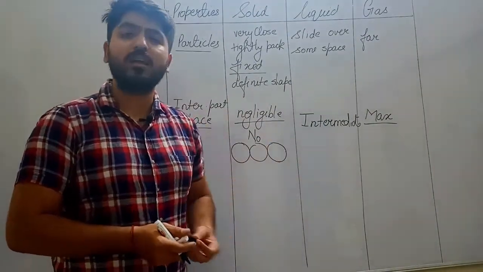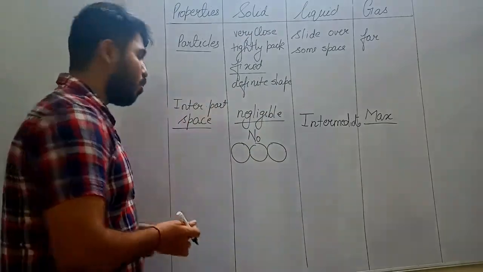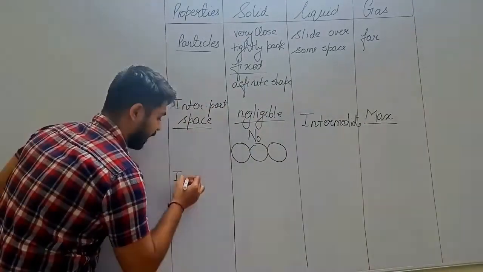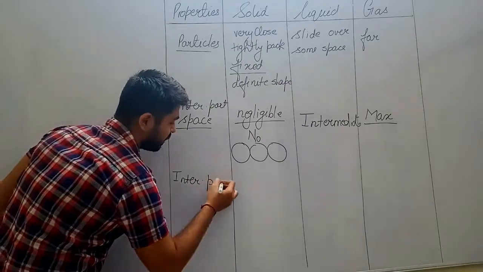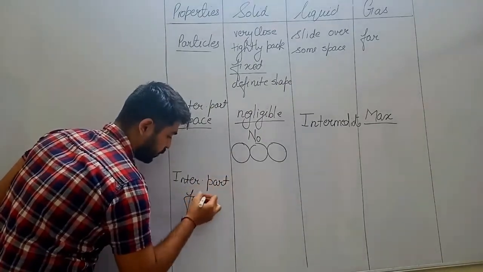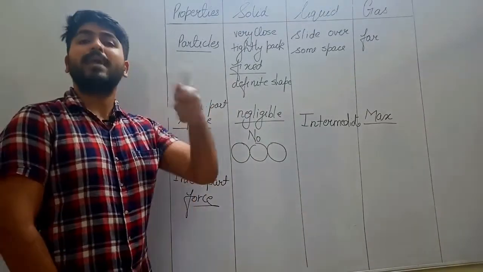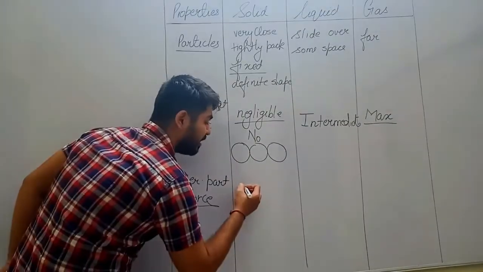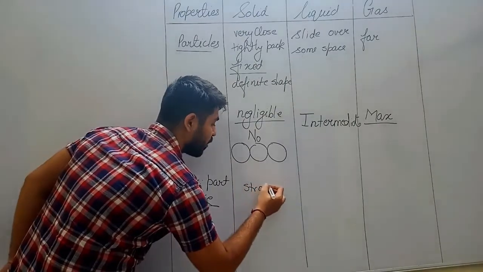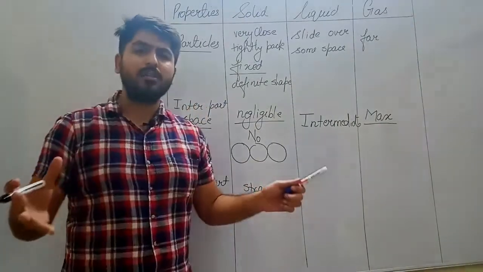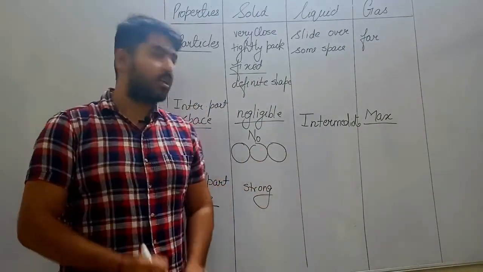Next, now why does this happen? ये होता क्यों है? This is because of the next point, which is interparticle force. So, the particles are very close. Why? Because the force between the particles is very strong.